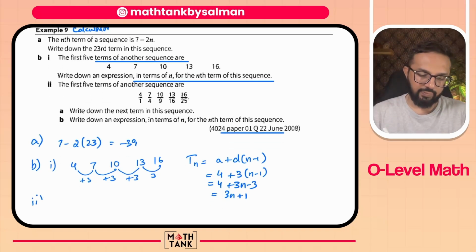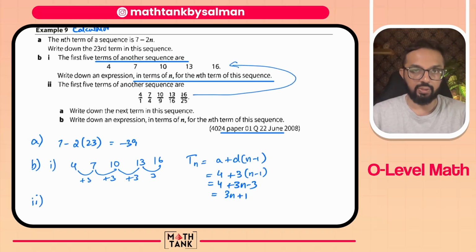Then part 2 says the first 5 terms of another sequence. Now in this numerator, I see that this is the sequence that was here. What do I see in the denominator? I see a sequence of squares. Do you see that too? Write down the next term in this sequence.